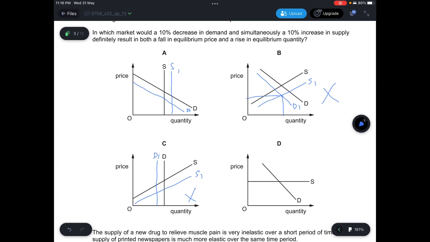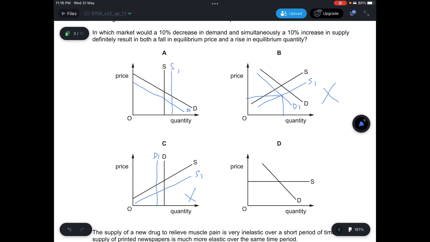I realize that for B, it's uncertain whether the quantity decreases or not. So there is a decrease in price, but it's uncertain whether there's a decrease in quantity. It could be the same quantity. It could be a decrease or it could be an increase. It depends, because it's a 10% decrease, so that means that it has to be the same quantity.